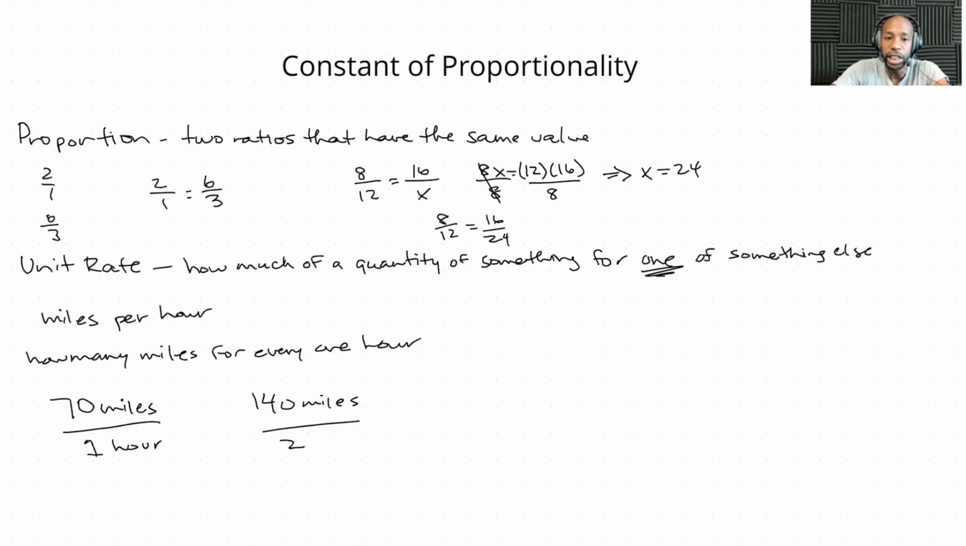If you look, these are proportional. There's a proportional relationship between these. However, this is not a unit rate. This is a unit rate because of the 1 in the denominator. That's what makes it a unit rate. The quantity in the denominator is always going to be 1. That's why it's unit. Unit means 1. So this is not a unit rate, but this is the unit rate.